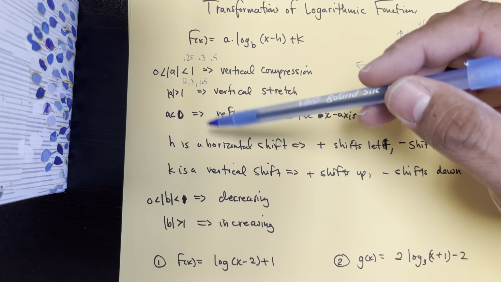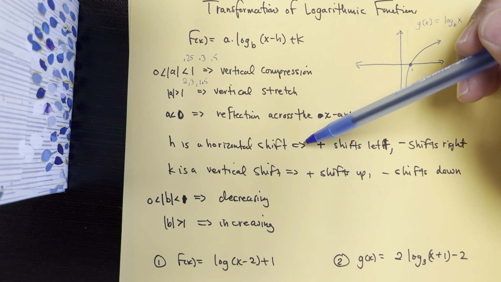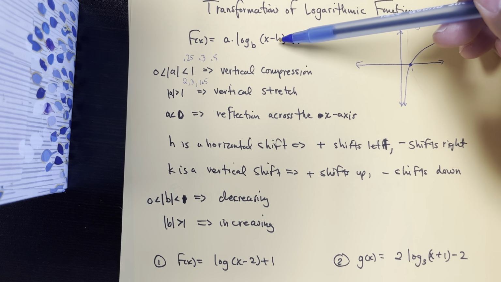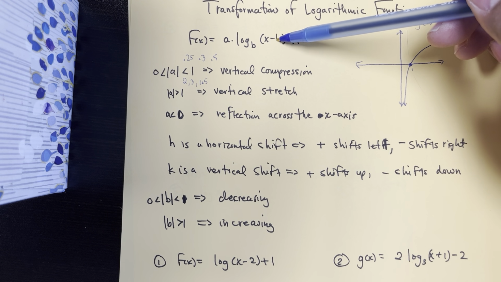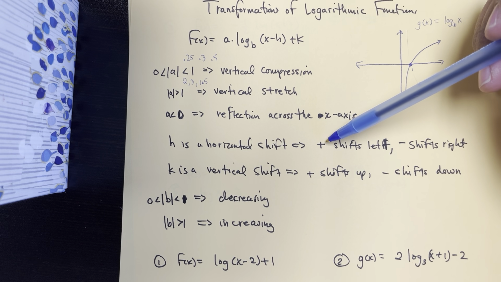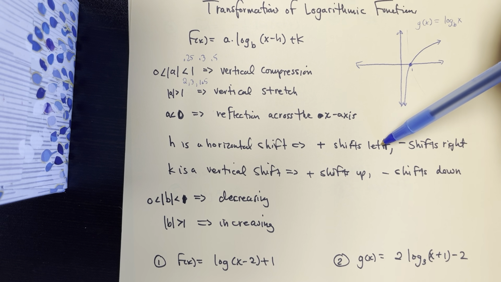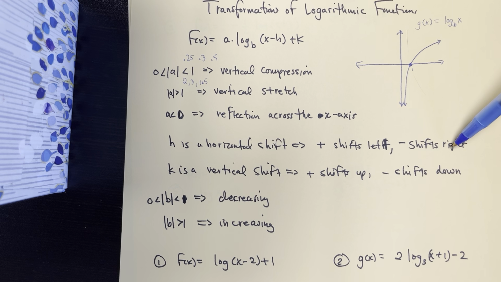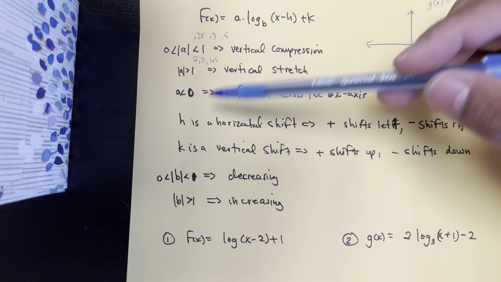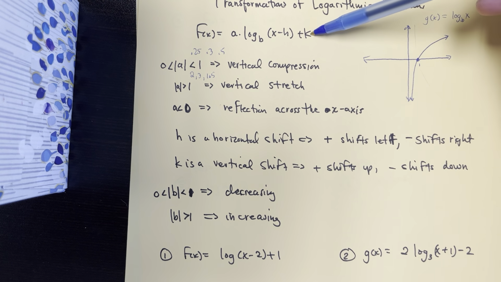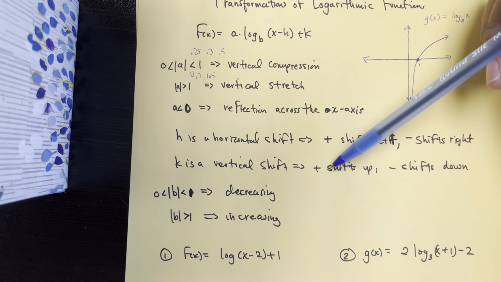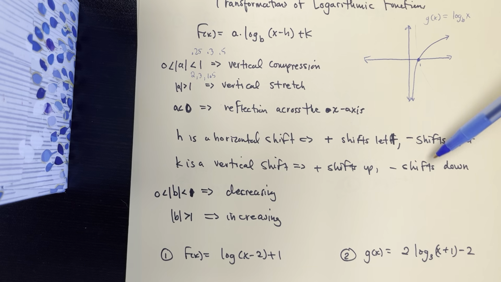Your H is going to be a horizontal shift. Now, this is where it gets tricky. If you have an x minus or x plus, it's going to do the opposite. So if you're adding a number, it's going to shift to the left. If you're subtracting a number, it's going to shift to the right. The K value is the vertical shift, up or down. For this one, you follow the sign. If you're adding, you go up. If you're subtracting, you go down.